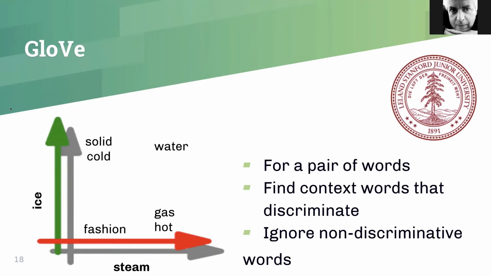For example, solid and cold appear much more often with ice than with steam. And in contrast, gas and hot appear much more often with steam than with ice. The word water is strongly related to both ice and steam, but it doesn't collocate much more with one than with the other. So we can't use it to distinguish between them. The word fashion is not strongly related to either, and therefore rarely appears with either. So when you're training GloVe, you look at the words that are good discriminators and you ignore the words that are poor discriminators.